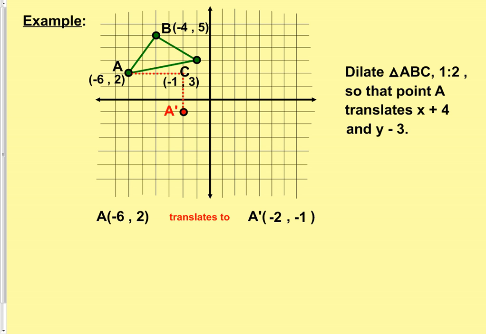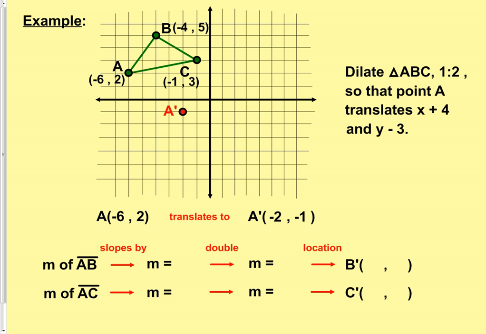A prime is going to be at -2, -1. So we fulfilled the translation part of this, but now we need to dilate to the size that they say triangle ABC should be. We're going to employ some of the same type of thinking. We're going to look at it and go, okay, the side of the triangle AB has a slope, and that slope basically tells us how we move from point A to point B in the graph.